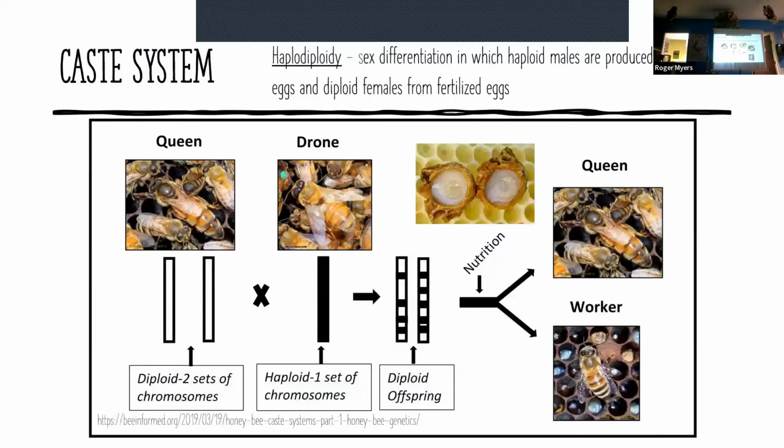But can workers lay eggs, or do only queens lay eggs? Workers can lay eggs, but those eggs will only become drones, because the worker never mated, so she has no sperm to fertilize an egg. Basically, drones come from unfertilized eggs. All the females come from fertilized eggs. Yes.